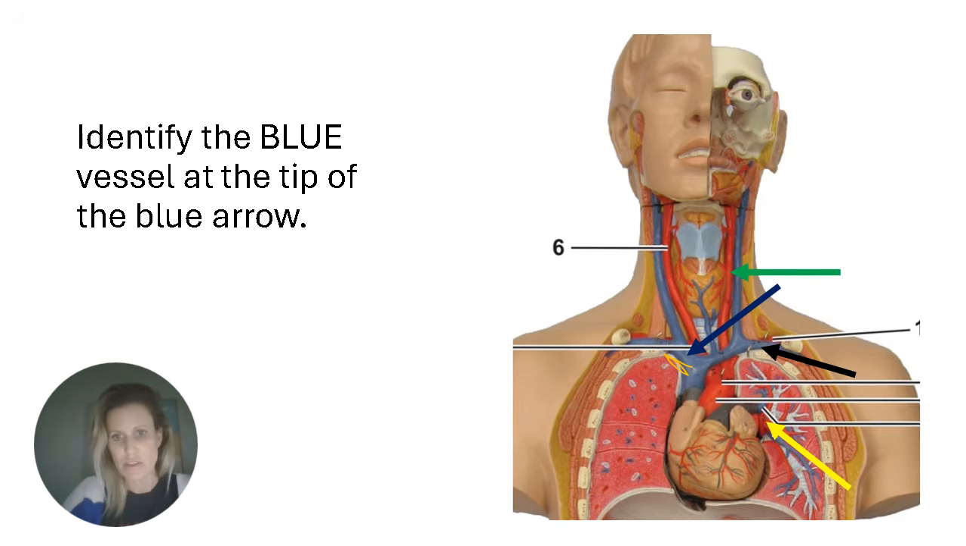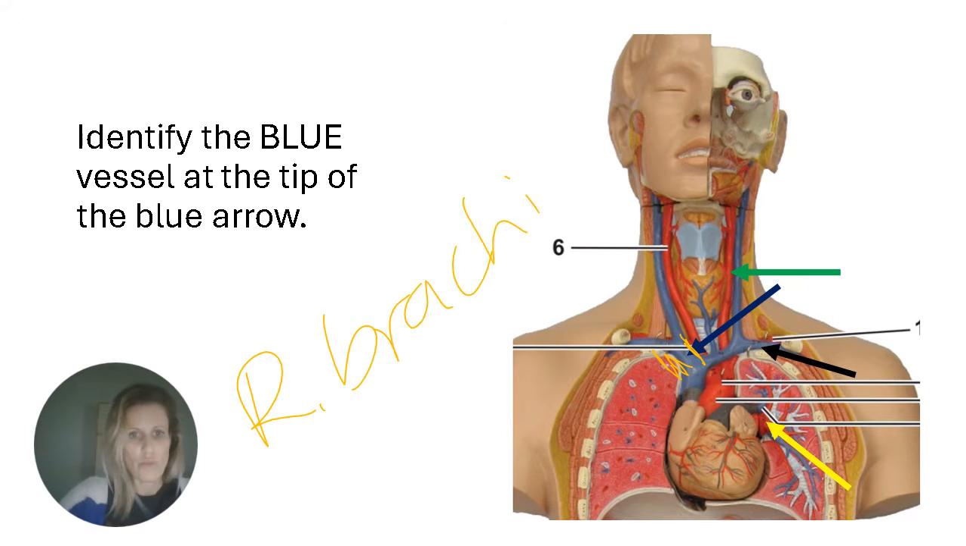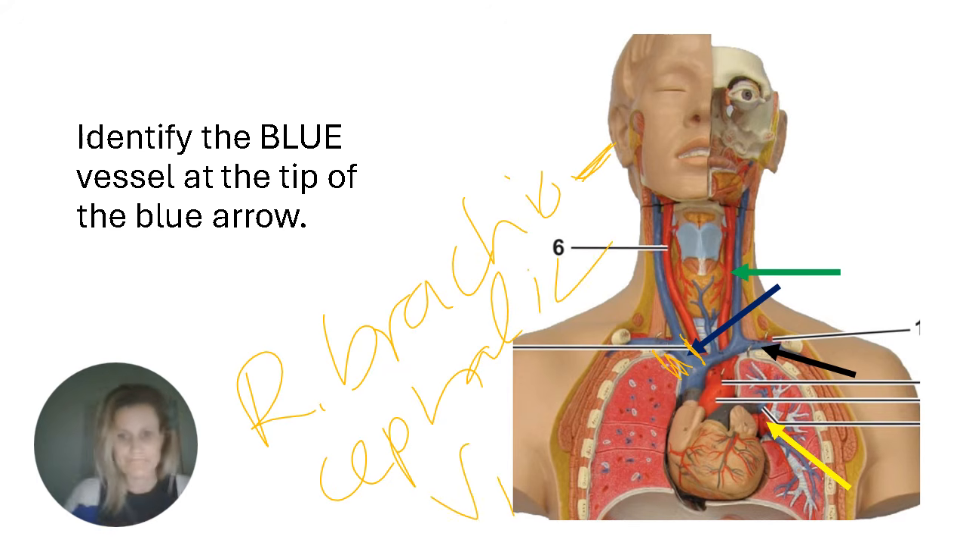So this is pointing to the shorter one, right? This one that's on the right side. So right brachiocephalic vein. Right, the left brachiocephalic vein is right there.